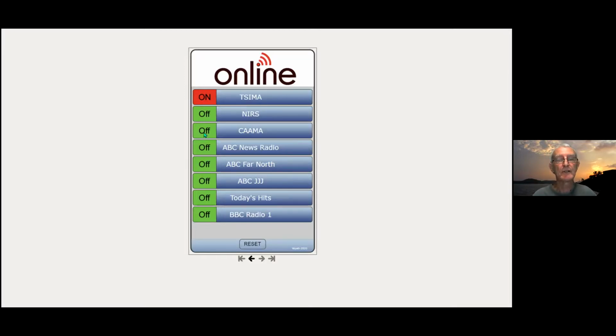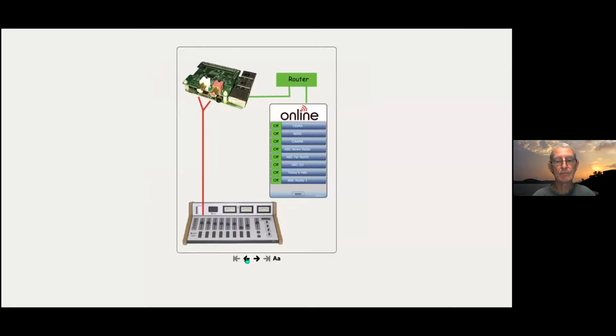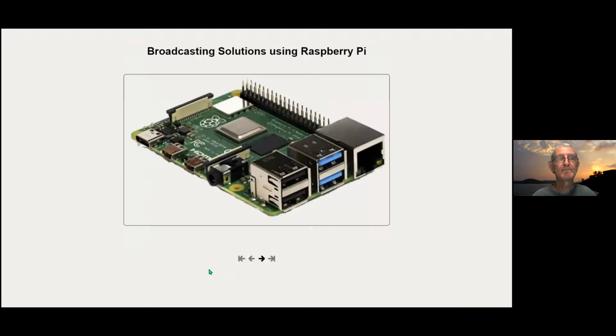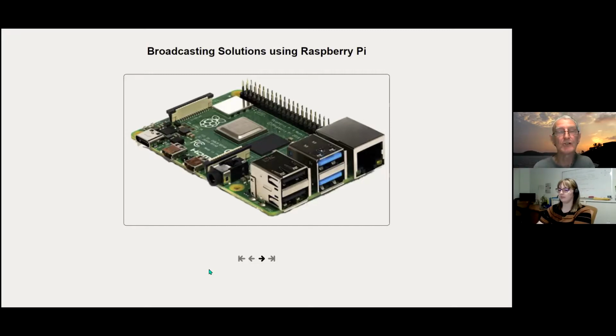So you can see you can program this yourself and put any radio stations on there you like that suit your radio station. Just reset it. That's a simple little project. Good starter project, as a matter of fact. So there we have it. That's my solution, a couple of practical solutions to some broadcasting issues that I've managed to fix using Raspberry Pis.